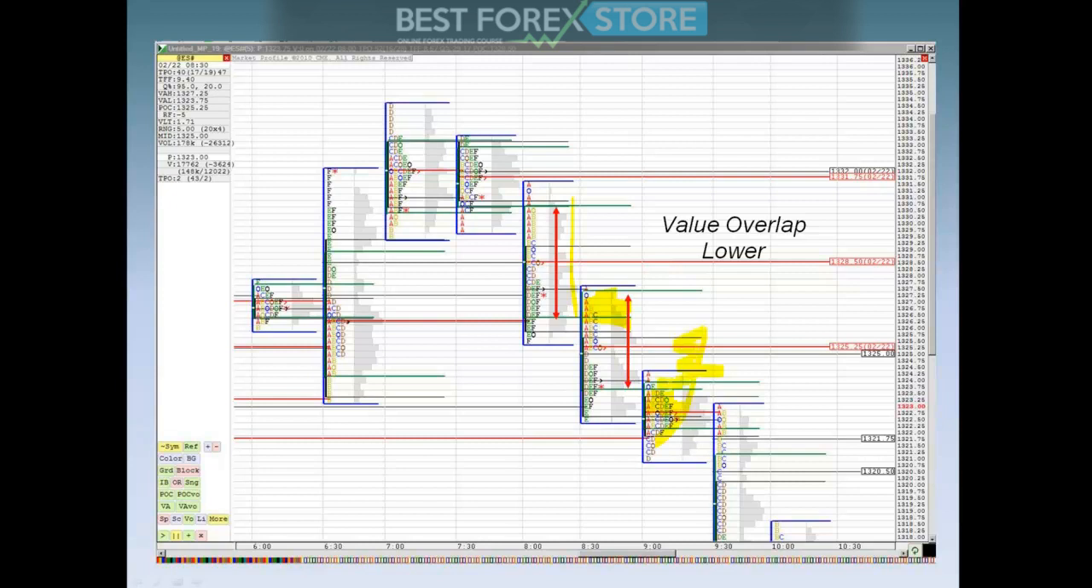So I have to wait and see what is going to happen vis-a-vis volume and the range extensions. Next period comes along, we're probably getting quite a bit of volume, but prices are not able to extend beyond the POC of this period, and take a look at what happens. The market drops even lower. So take it step by step, follow the indicators, follow the signals that volume and value area are giving you.